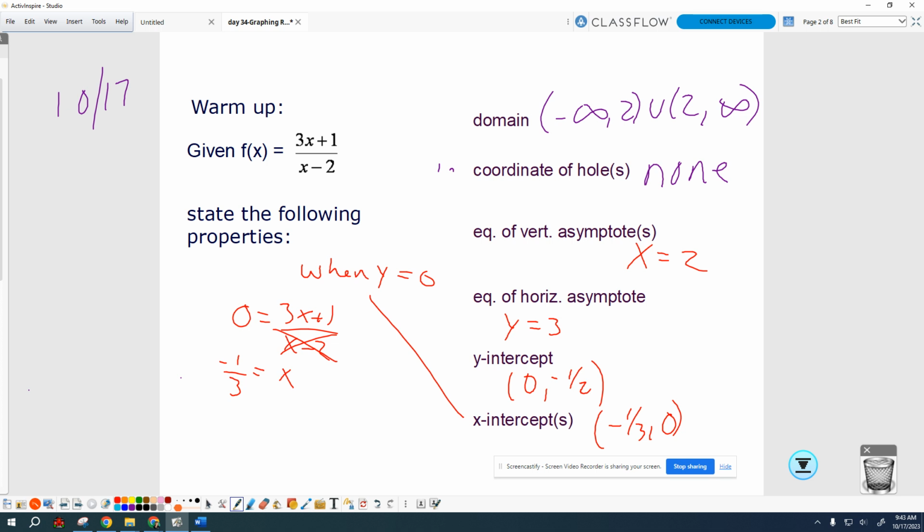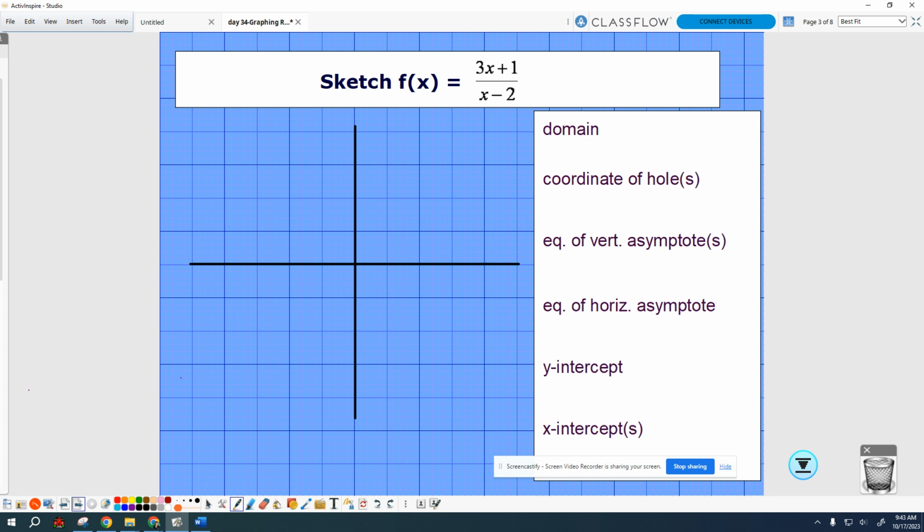Okay, so we've been doing this for weeks now. Are you guys okay with identifying domain, coordinates of holes, asymptotes, and intercepts? So, make some space, make a grid for yourself. Sorry, it's kind of glaring. So this is the same problem that we just worked with.